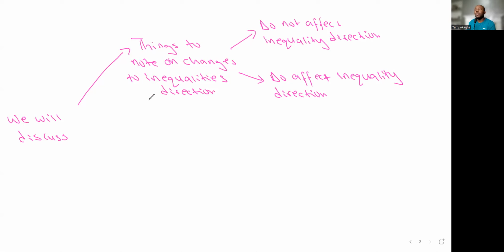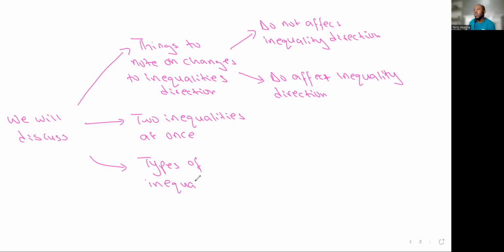Okay. After that, I'm going to talk about the concept of two inequalities at once. Then after which I will talk about the types of inequalities. I will solve some questions on that. I'm going to talk about the concept of linear inequality, and the concept of quadratic inequality.